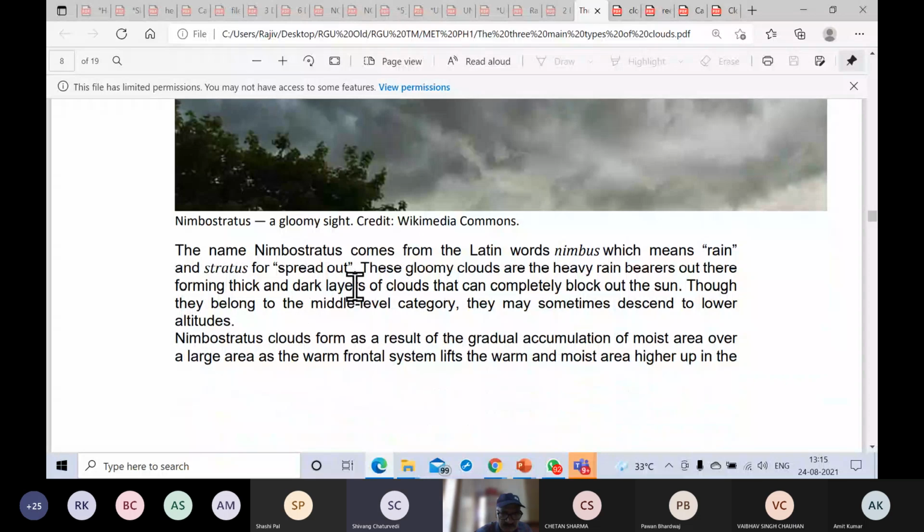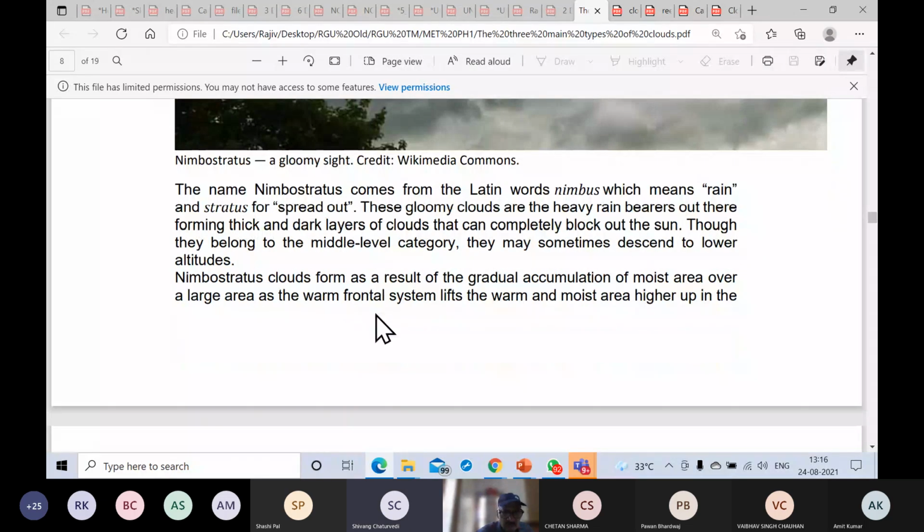As it is, the name nimbostratus is from nimbus, rain. Nimbus, Latin word nimbus, which means rain. And stratus means spread out. So these are heavy rain clouds. So much so they can clearly obscure the sun itself. Now they can descend lower down. Although they are mid-level clouds, they can descend lower down, and then they can condense or give out rain.